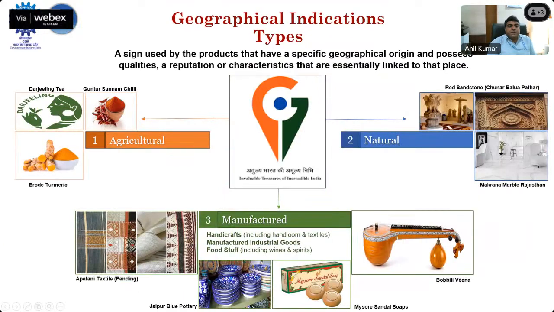If we talk about the classification of geographical indications, they fall under three categories: agricultural, natural, and manufactured goods. Some examples are Darjeeling tea, Guntur chili, and raw turmeric, which are agricultural items. If we talk about naturally occurring GI products, then red sandstone and other items given in the slide are registered GIs. And manufactured goods comprise handicrafts, manufactured industrial goods, and foodstuff. These are some of the examples.